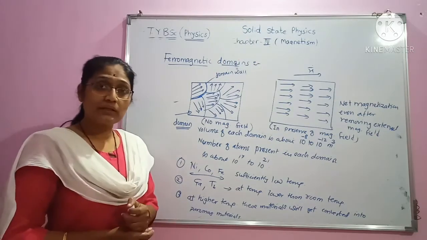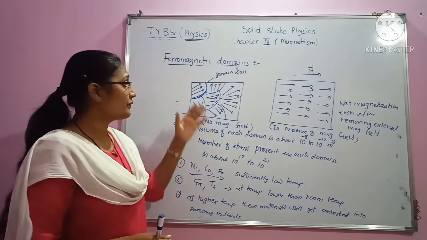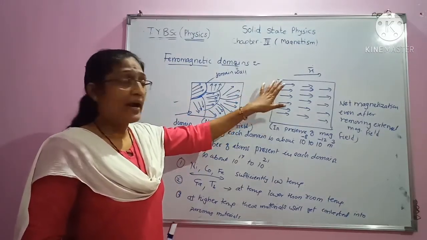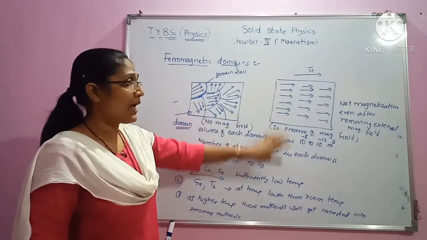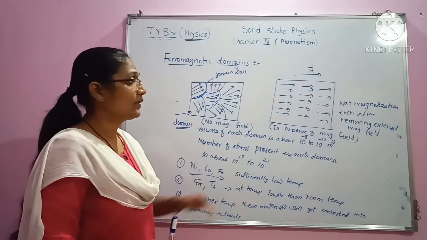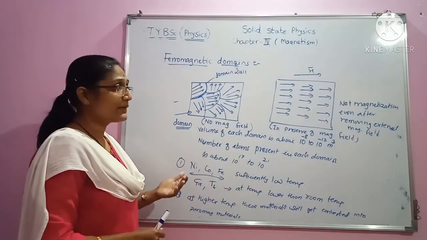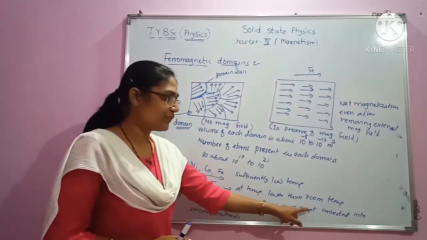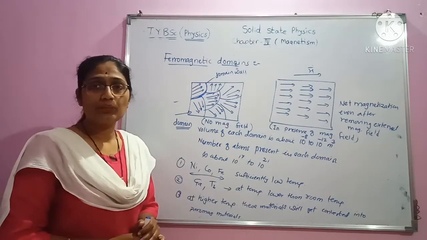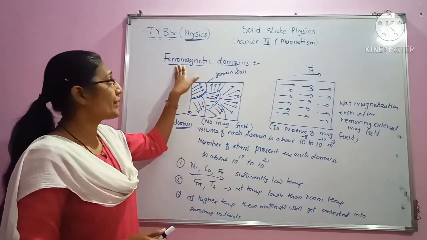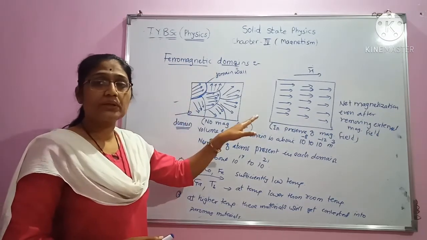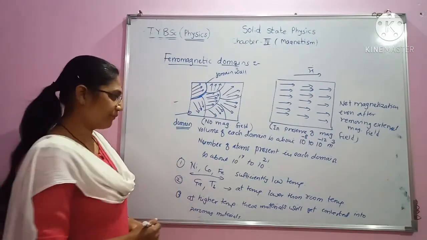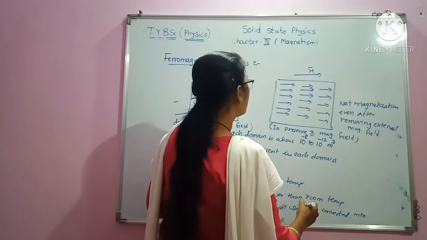So, as we increase the temperature of the ferromagnetic materials, the dipole moments will get destroyed and hence they will have less magnetic field or they get less magnetization, and hence at higher temperature these materials will get converted into paramagnetic material. The temperature at which ferromagnetic materials get converted into paramagnetic materials is called as Curie temperature. This temperature is called as Curie temperature.